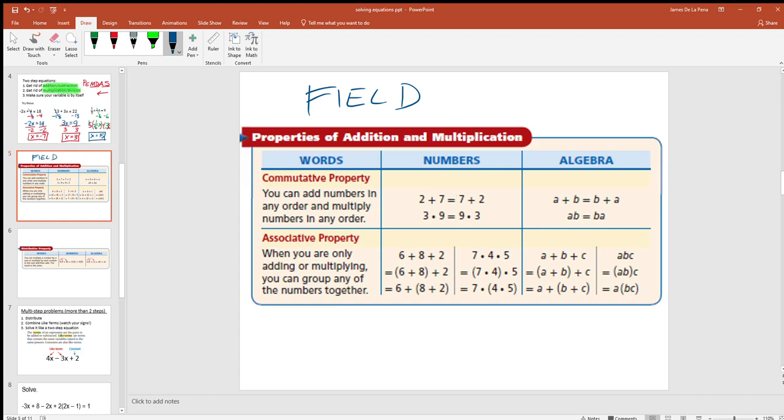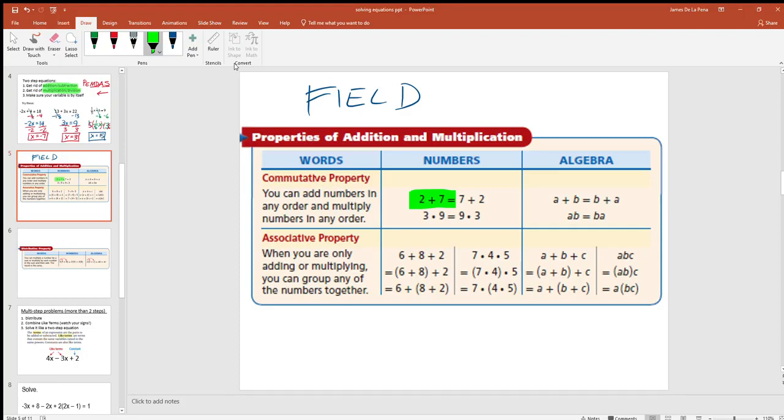Because it gets a little more advanced in what a mathematical field is. But we have the commutative property, which just states that you can switch the order anytime that you are doing addition or doing multiplication. So what that means is if I have a statement like 2 plus 7, I can rewrite that as 7 plus 2, and it means the same thing. Okay, it's the same thing for multiplication. I can do 3 times 9, or I can do 9 times 3. That's what's called the commutative property.